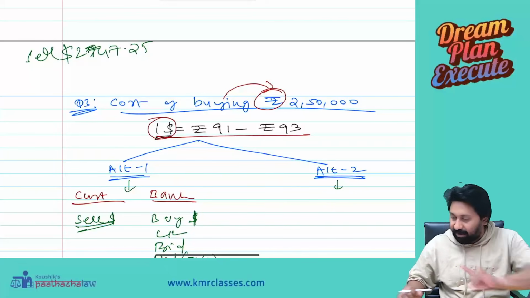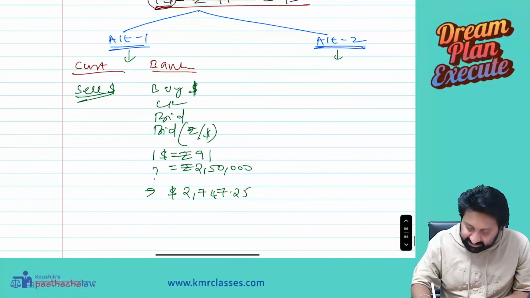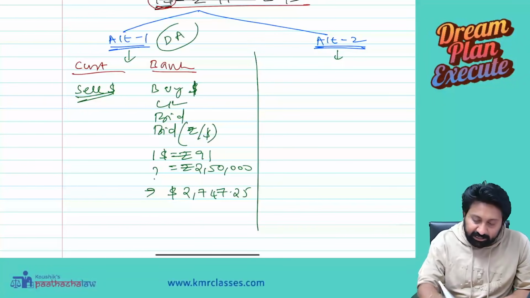2747.25 into 91. Exactly 2,50,000. That's how we need to understand. So this is one approach. This I call the direct approach.